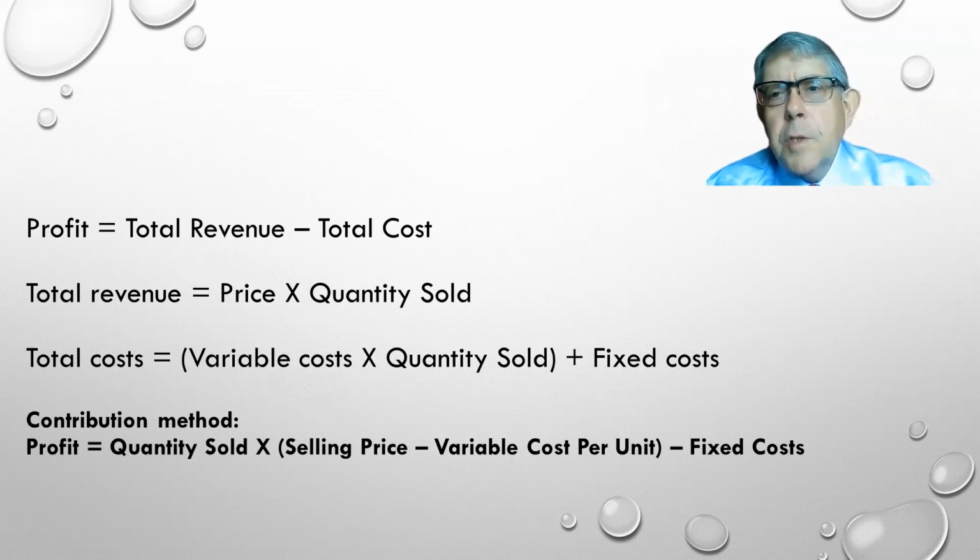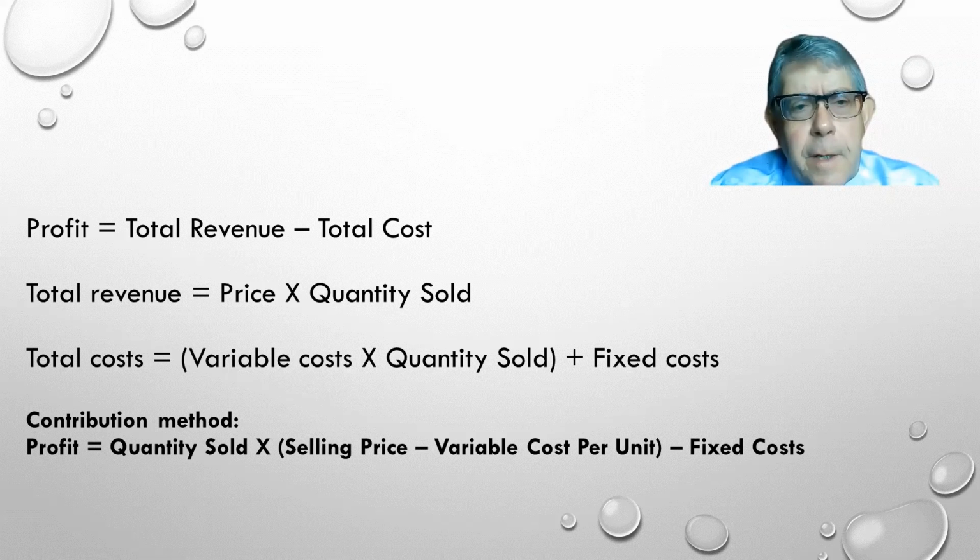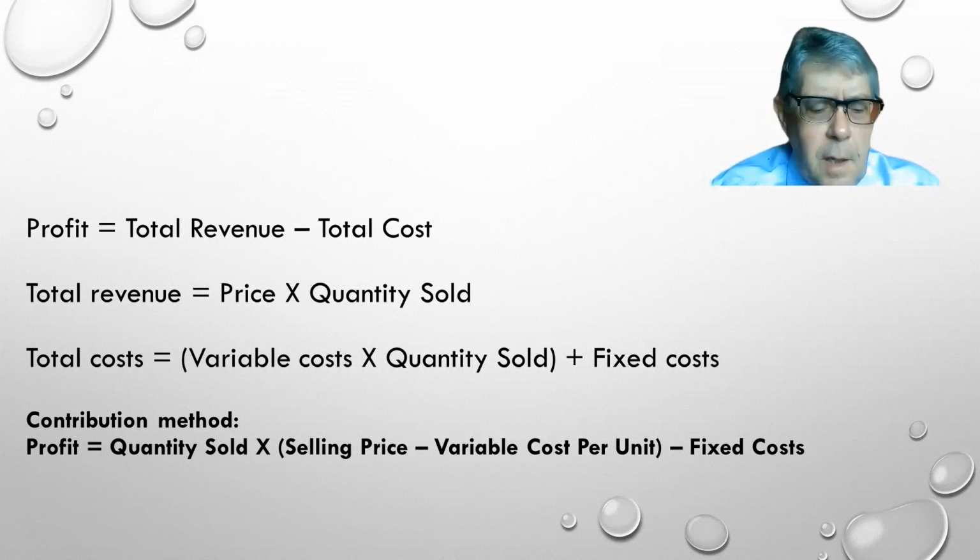There is also an alternative method that you can use to calculate profit, and it's called the contribution method. What we do is, first of all, you take the selling price and subtract from it the variable cost per unit. You then multiply that by the quantity sold, and then finally take away your fixed costs. This method is particularly useful if you're doing calculations in your head.